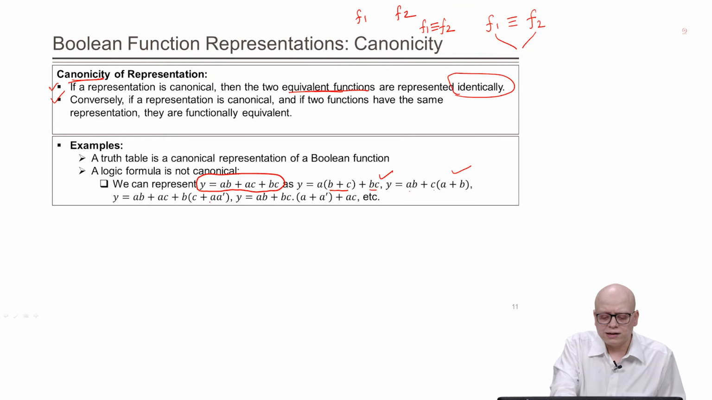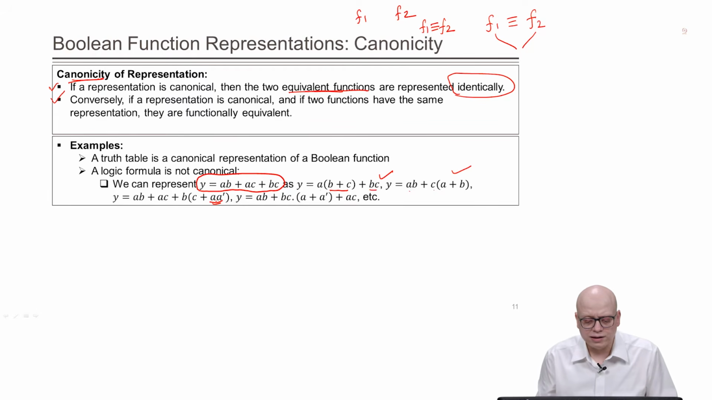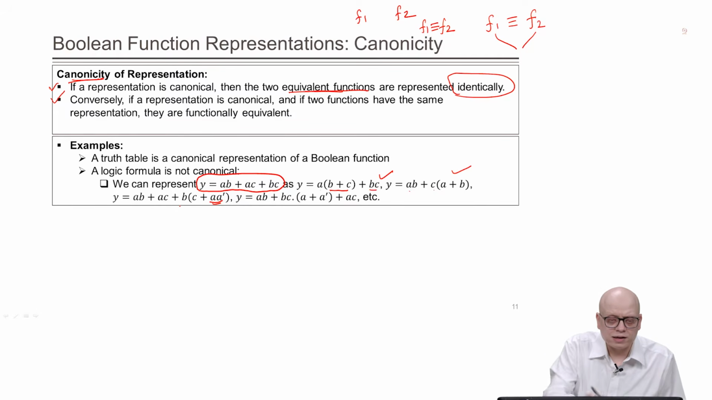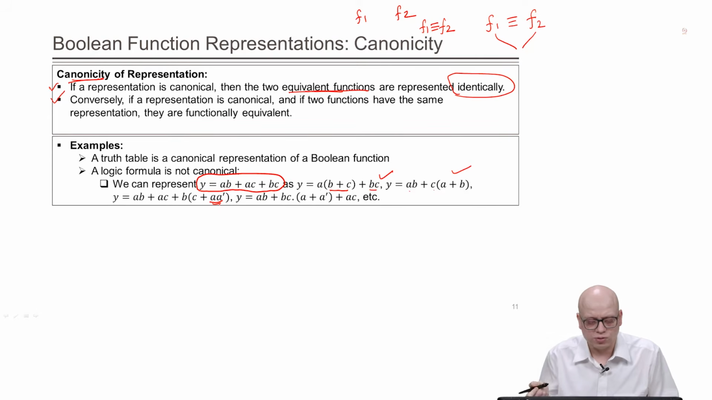Then we can add a redundant product term and get another representation. A into a dash is essentially 0, so we can add it anywhere and the function will still be the same. Similarly, we can multiply any function with a plus a dash, which is essentially 1, and we get the same function, but the representation is different. So, a given function can be represented in many forms as a logic formula, and therefore, a logic formula is not a canonical representation.